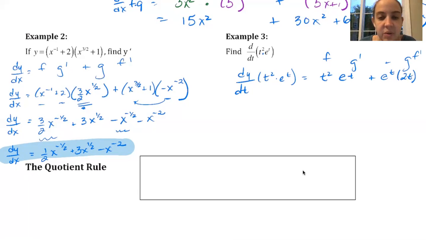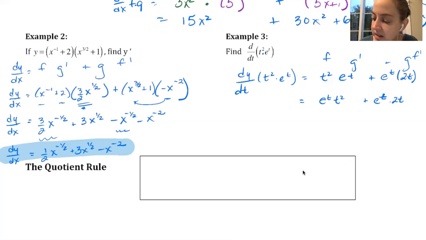A couple things: the derivative of e to the t, of all the derivative rules that we learned, is the only one that stays exactly the same. All the other ones will change in some manner or another. The other thing students ask me is, how do I simplify this? Well, you can really just rewrite it. So you can call it t squared e to the t plus e to the t times 2t.